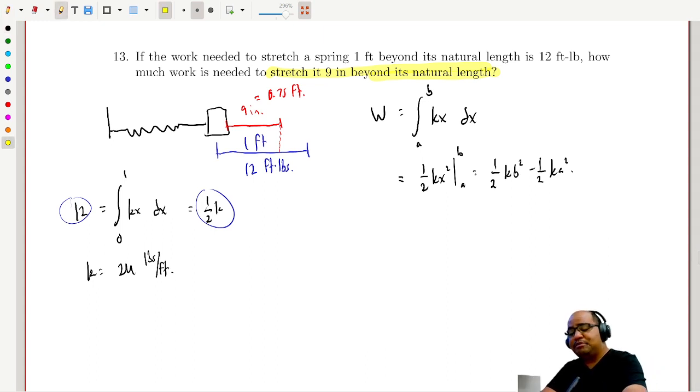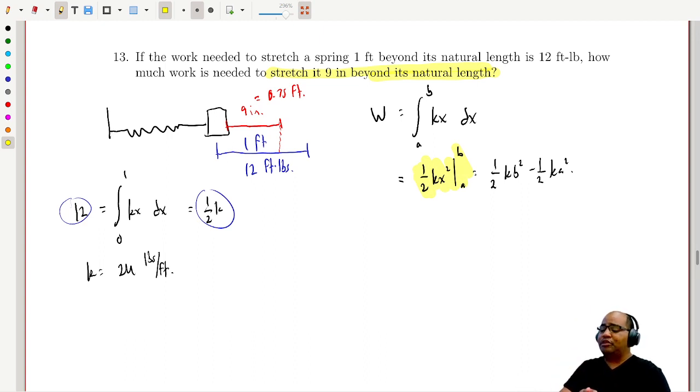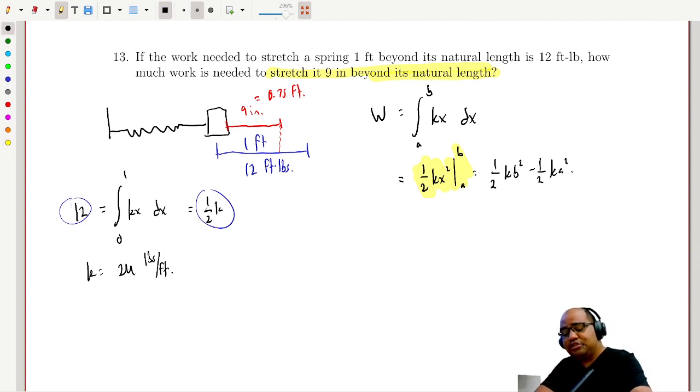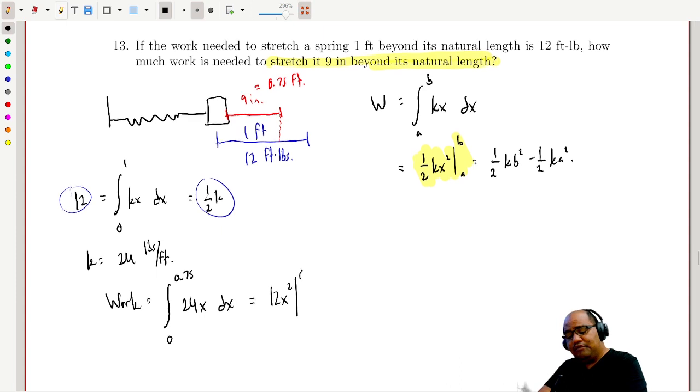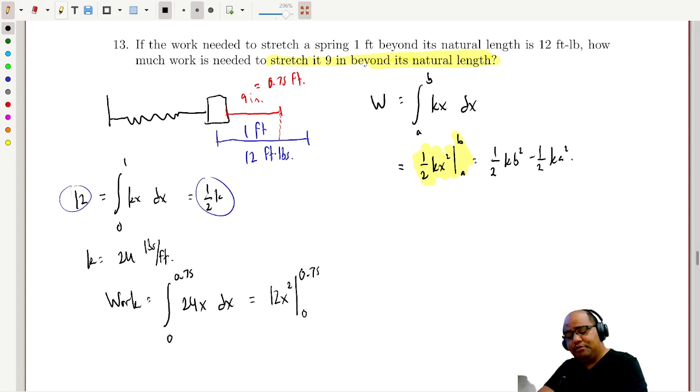And now, just by using my little energy integral here, I can go ahead and plug in and figure out what the required work is. So the work here is as follows. We're going to integrate our force function from 0 to 0.75. We know that our force function is now 24x dx, because k is 24. We go ahead and use our power rule here. Evaluate that on the limits of integration.